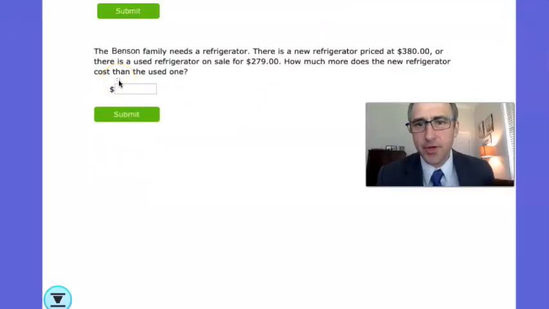The Benson family needs a new refrigerator. A new one's priced at $380, or there's a used one for $279. How much more does the new refrigerator cost than the used one? You're finding the difference. Remember, difference means to subtract.